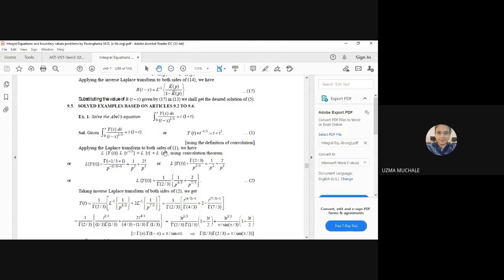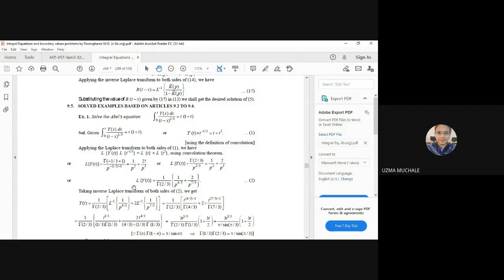After that, we have to apply the Laplace transform, and the Laplace transform of y of t we have to keep as it is. We don't know what y of t is. What is the Laplace transform of t raised to minus 1 by 3? We have to apply the definition: gamma of n plus 1 divided by p raised to n plus 1. And what is the Laplace transform of t? 1 upon p square. The Laplace transform of t raised to n is n factorial divided by p raised to n plus 1.